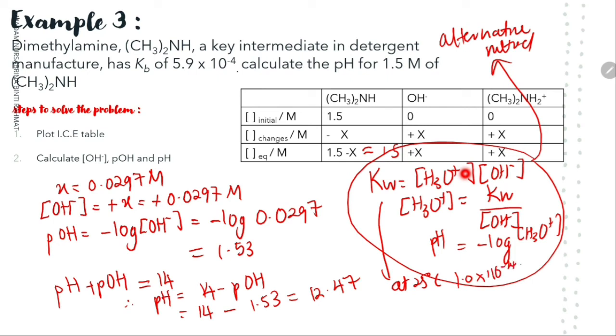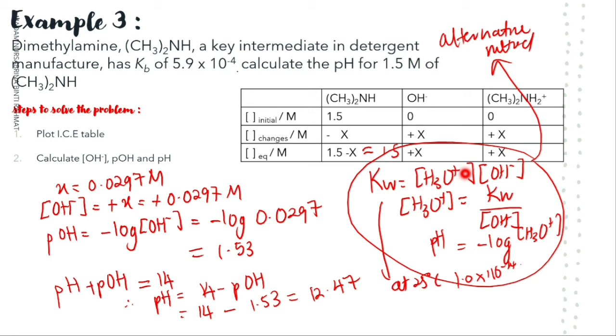But it's a longer step, so why do you need to waste your time calculating H3O plus first? We can just simply calculate pH by 14 minus pOH. Simpler method, less working, and for sure you will not miss out any marks because you can just get pH without wrongly calculating your H3O plus.